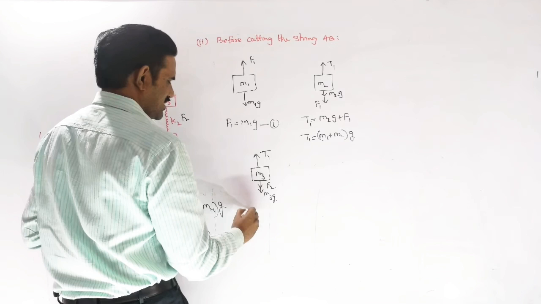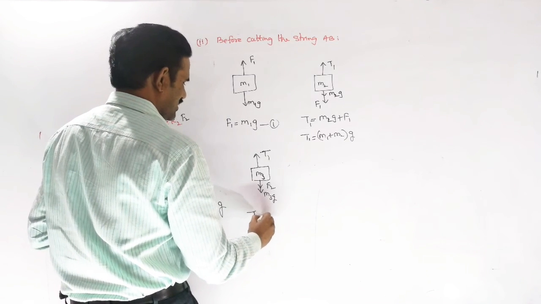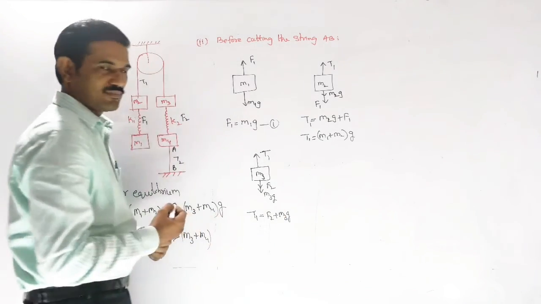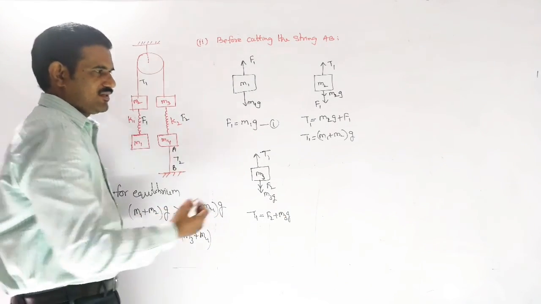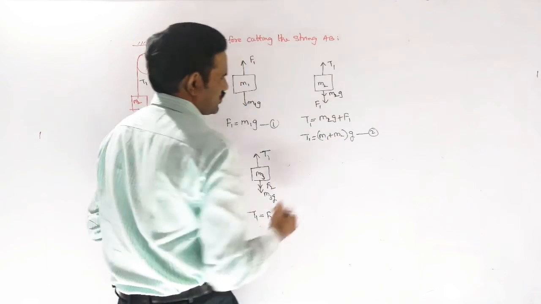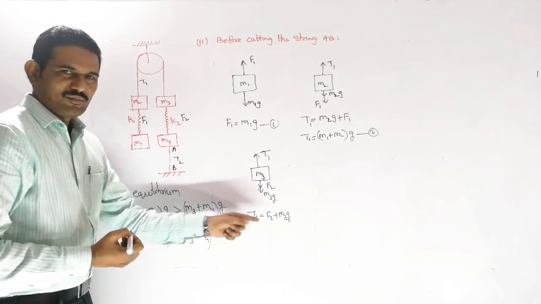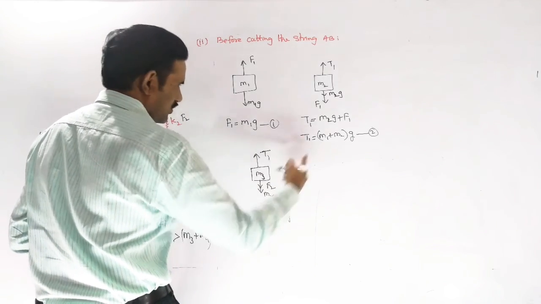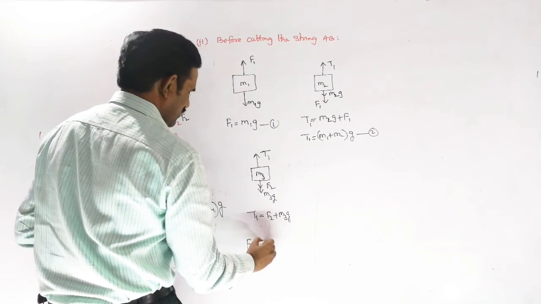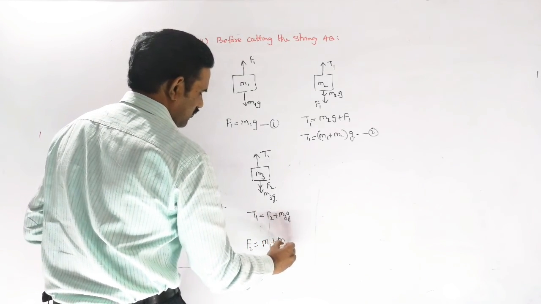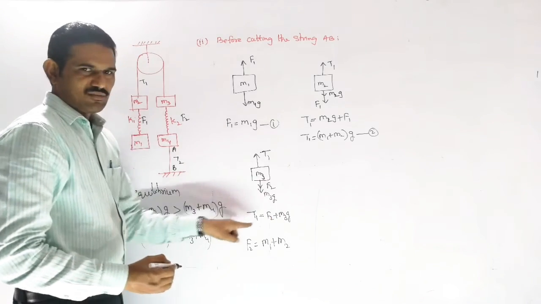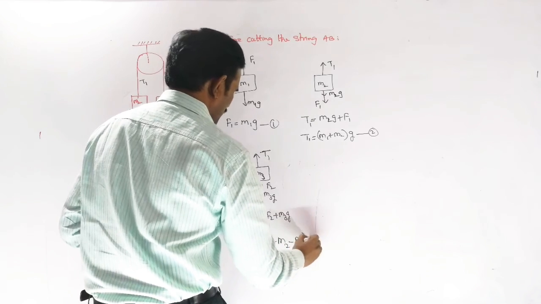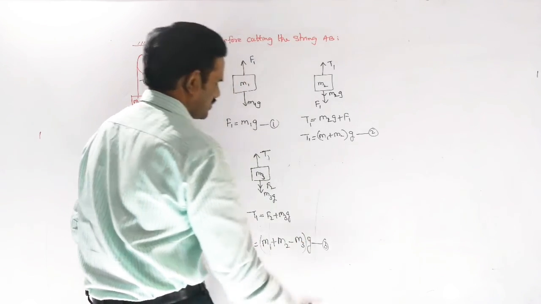And then again this system is in equilibrium. So T1 is equal to F2 plus M3G, you can write. As we know the T1 value here, let it be equation 2. From this we can write the F2 value. Therefore F2 is equal to T1, which is this one, minus M3G. So finally I am writing (M1 plus M2 minus M3) into G. Let us suppose this is equation 3.